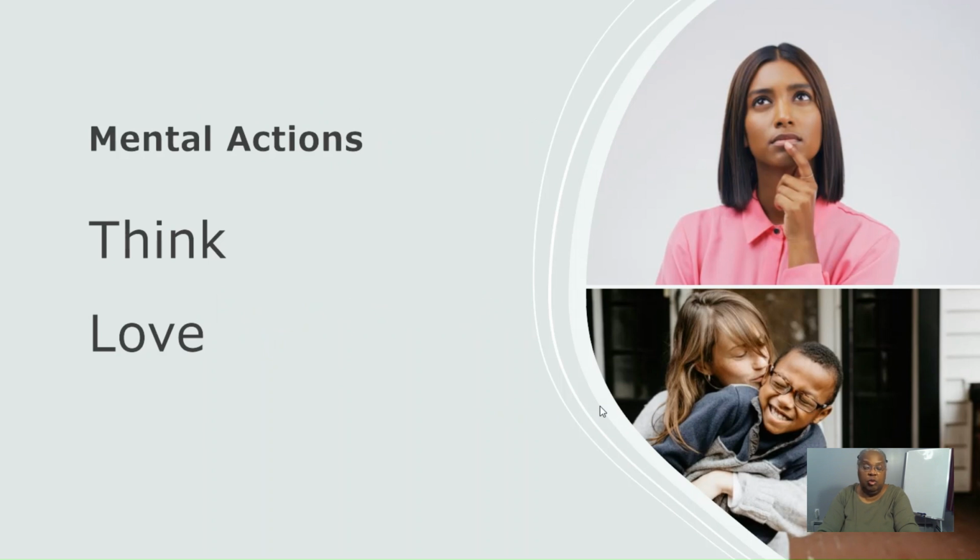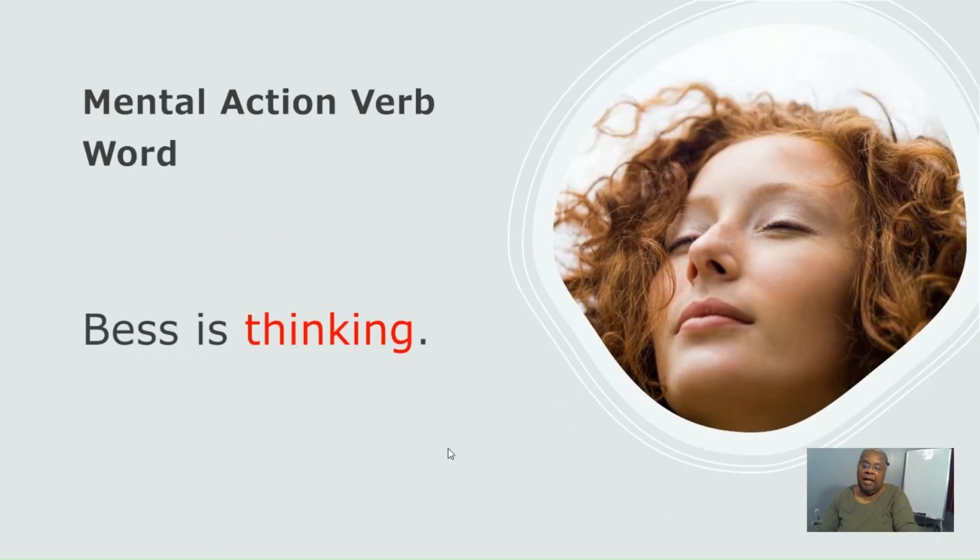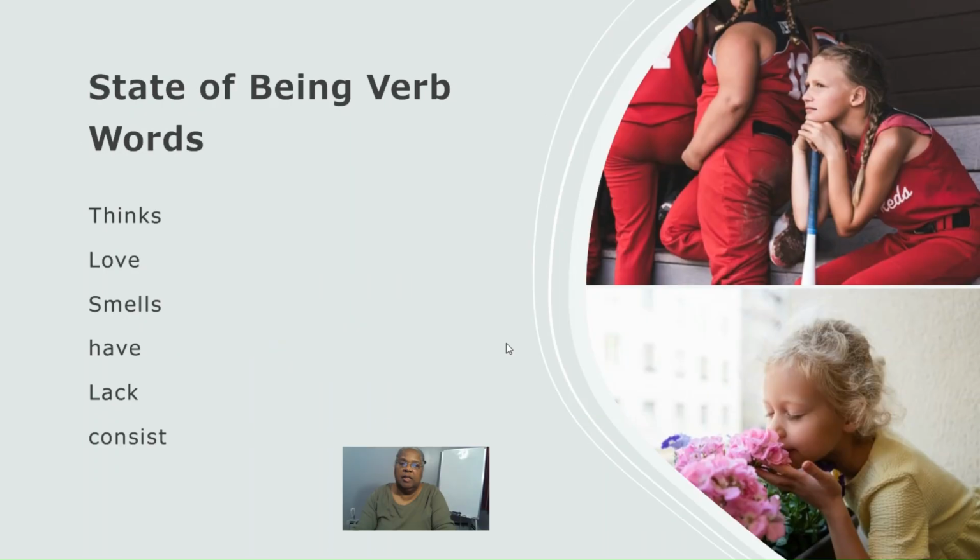Action verbs can also express mental actions, which our brains can do. Examples of mental actions include verb words such as think and love. Let's look at a sentence that uses a mental action verb. In the sentence, Bess is thinking. The verb thinking is an action verb. The verb word thinking is expressing a mental action that she is doing.